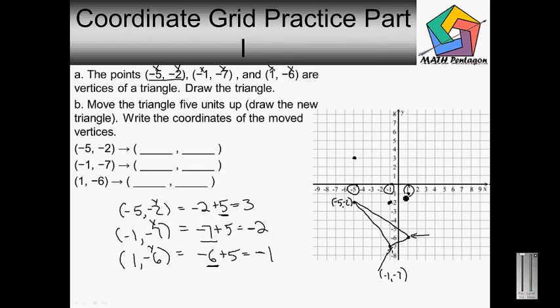And we can draw our new triangle, which we would do right now. So we draw our new triangle. So right here we have our new triangle by just increasing the units 5 up. So here's the old triangle and here's the new triangle. So this is how you do it.